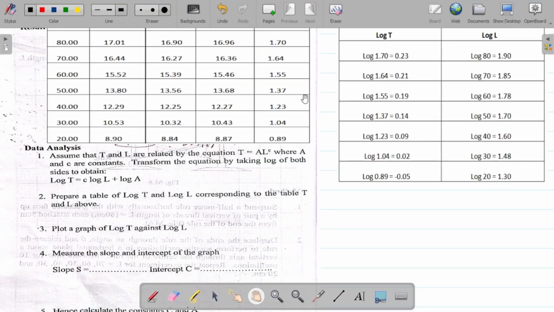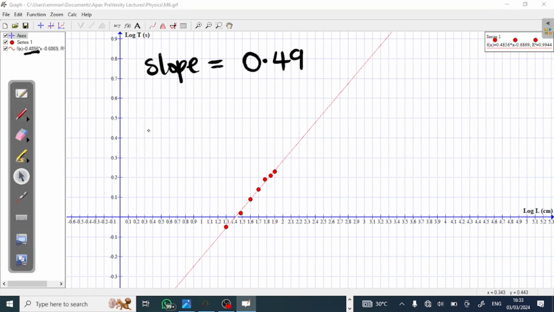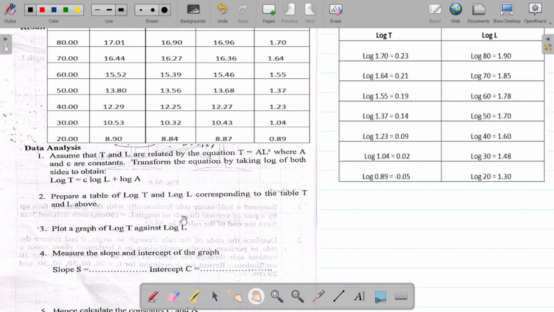So from here, my slope S is equal to 0.49. As you can see here, that's my slope. Okay, so the slope is 0.49 from the software I'm using.